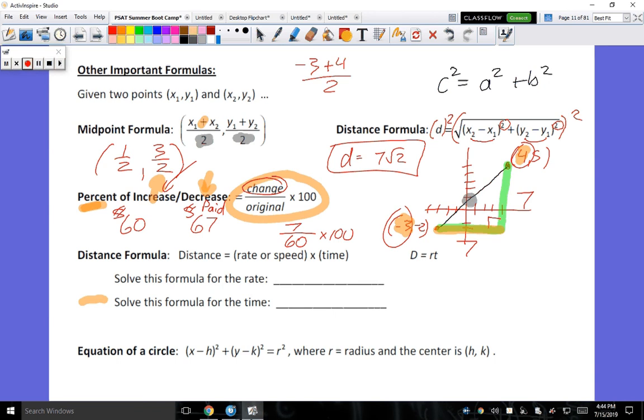Let's go to the distance formula with RT. So not the same as this distance formula. These are different. This is talking about the dirt formula. D stands for distance, R stands for rate, T stands for time. Let's solve this for rate. What would R equal? D over T. Let's solve it for time. What's that? D over R.